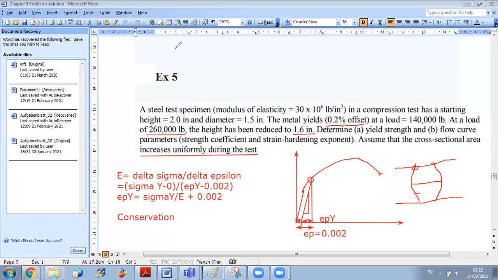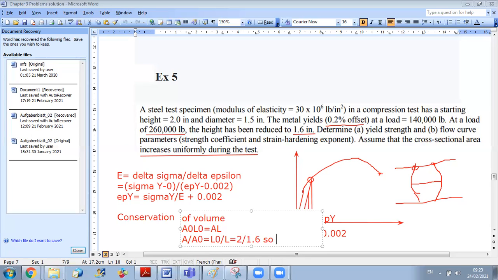So we can apply conservation of volume and write that A0 times L0 is equal to A times L. So the ratio of areas, A over A0, is equal to L0 over L. Here we have the ratio of the height, because L0 is 2 and the new height is 1.6. So now we can deduce the value of the new area A.